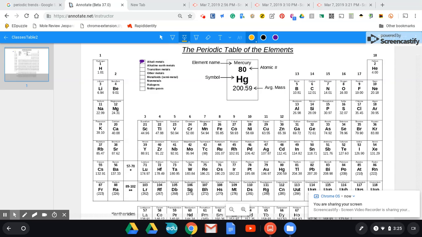So the first thing I want to talk about is atomic size. Atomic size is how big is it? Atomic size goes down the family and to the left. All right, so this right here is my biggest. So this is my atomic size. So you need to be able to put in order.